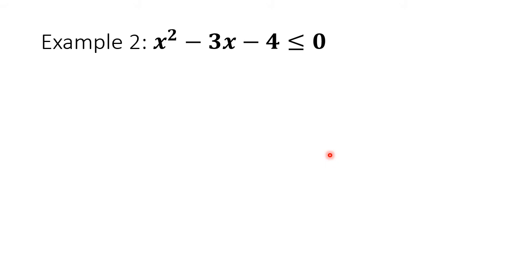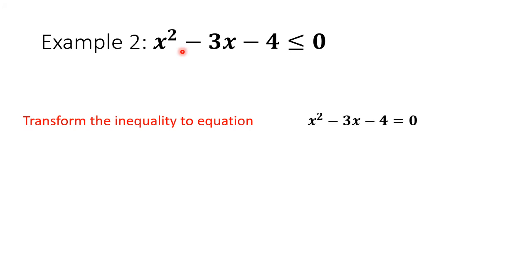Okay, let's have example number 2. We have x squared minus 3x minus 4 is less than or equal to 0. So, again, we need to follow the steps. So, number 1, transform the inequality to equation. So, yung x squared minus 3x minus 4 is less than or equal to 0 ay magiging x squared minus 3x minus 4 is equal to 0.